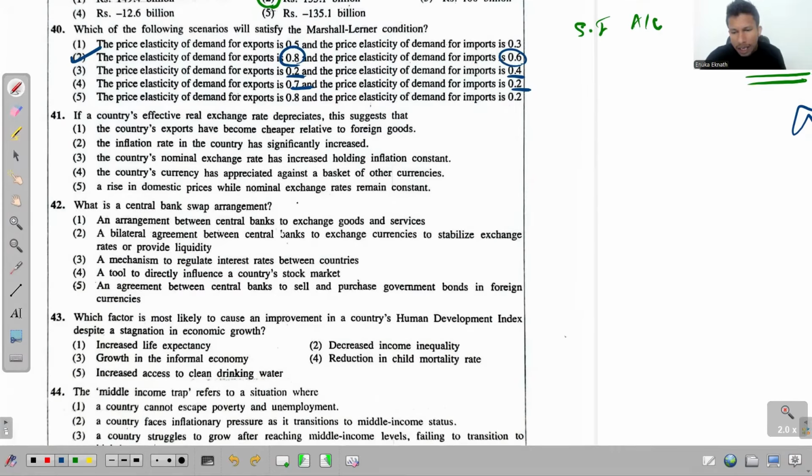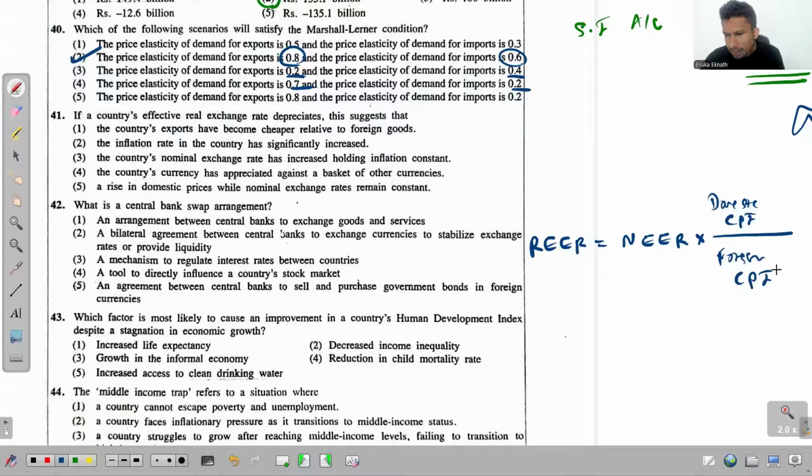So let me write real effective exchange rate is equal to nominal effective exchange rate multiplied by domestic consumer price index, and it is divided by foreign consumer price index. And if effective real exchange rate depreciates, what could happen? This value you receive for real effective exchange rate has reduced. And what could have happened?